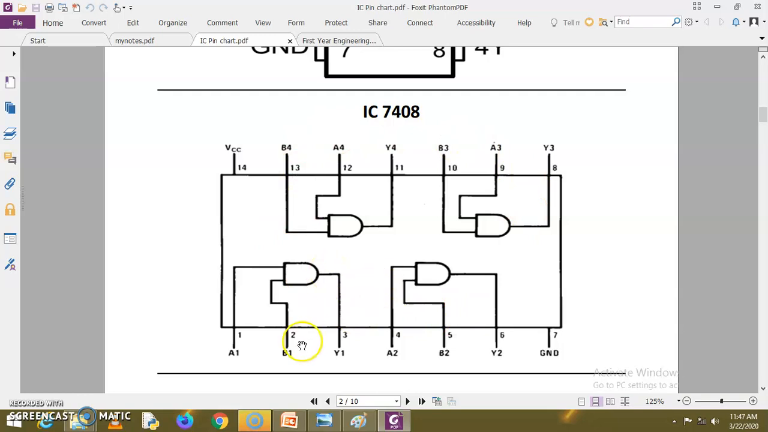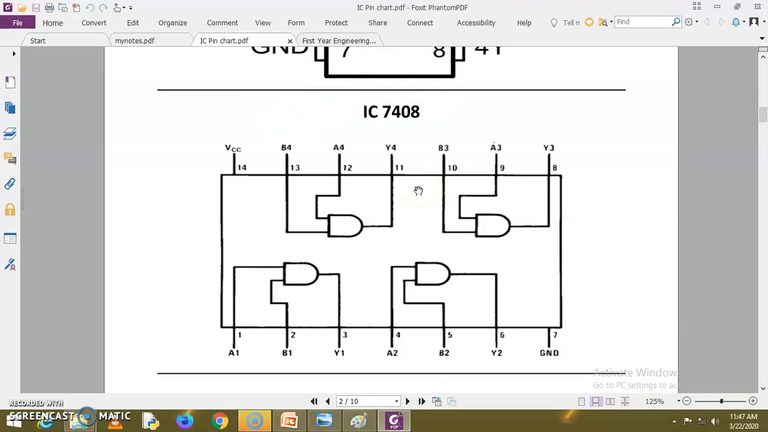So let's start with the first gate. Now this is the first gate, for example, first, second, third and fourth. For the first gate, pin number 1 and 2 are the input pins, and pin number 3 is the output pin. Similarly for the second AND gate, 4 and 5 are input pins, 6 is output pin. For the third AND gate, 8 is output pin and 9 and 10 are input pins. And for the last, that is the fourth gate, 11 is output pin, 12 and 13 are input pins. So this is the internal view of this IC.